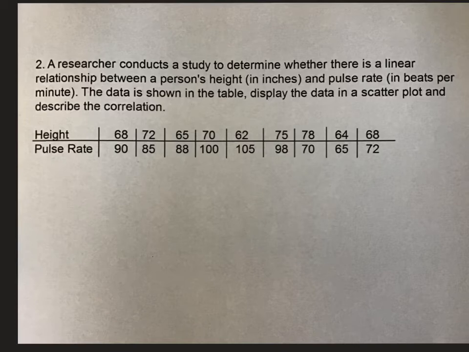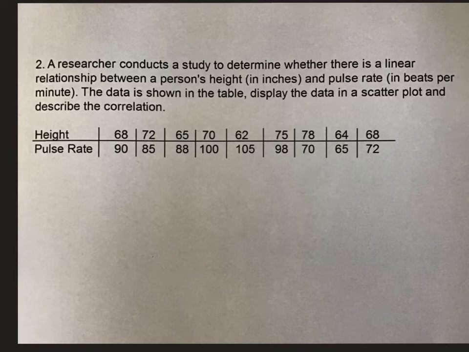I would really like it if, for number 2, you guys took a second to try this one on your own. You're going to do the same thing. A researcher conducts a study to determine whether there's a linear relationship between a person's height in inches and their pulse rate in beats per minute. The data shown in the table, display it in a scatter plot, and describe the correlation. So you're just going to create a scatter plot just like we did in number 1.